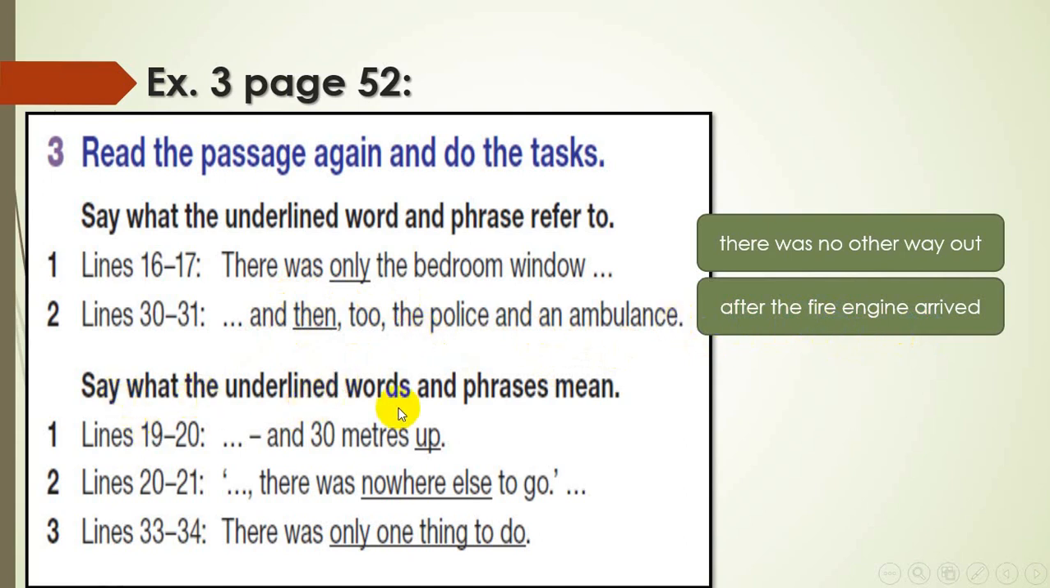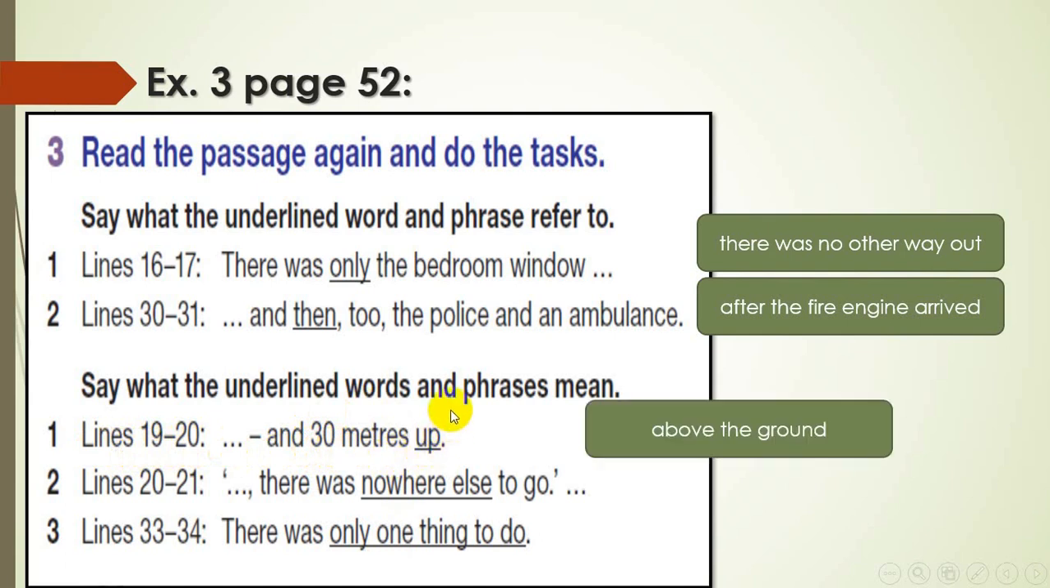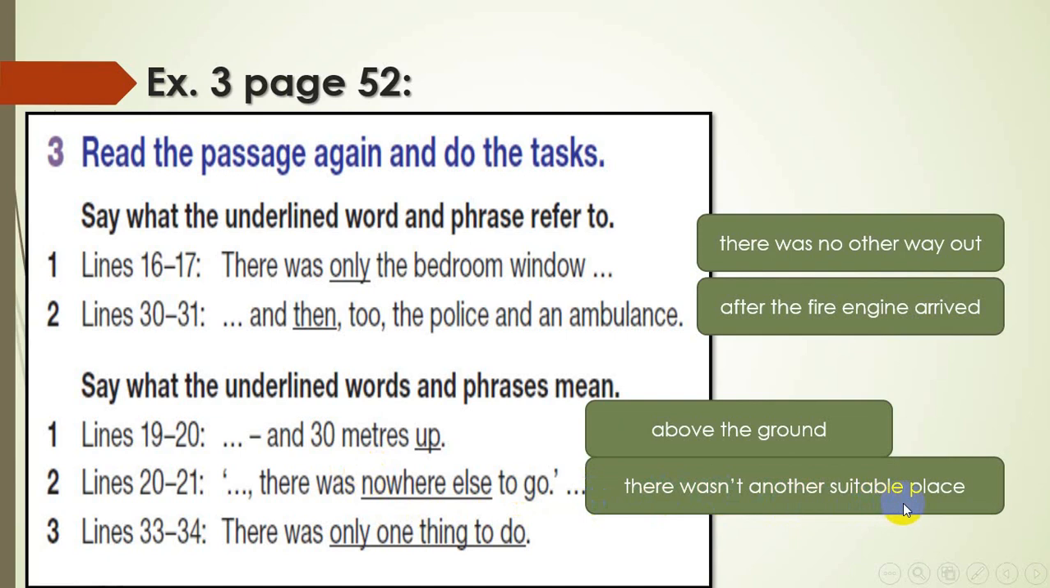Now say what the underlined words and phrases mean. معنى العبارات المخطوطة، أي بإمكانك التعبير عن معنى هذه الكلمات أو هذه العبارات بأسلوبك الخاص، ليس شرطا أن تكون مذكورة في النص. Lines 19 to 20. And 30 meters up. It means above the ground، أي أعلى الأرض أو سطح الأرض. Lines 20 to 21. There was nowhere else to go. يعني in other words بكلمة أخرى كيف ممكن نعبر عن المعنى؟ There wasn't another suitable place، أي لم يكن هناك مكان آخر مناسب.